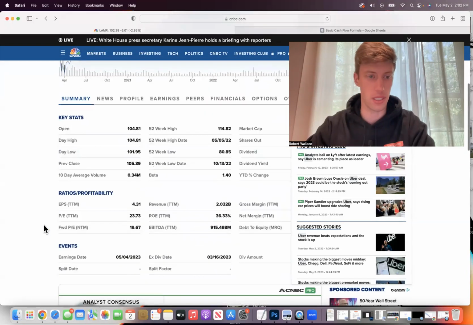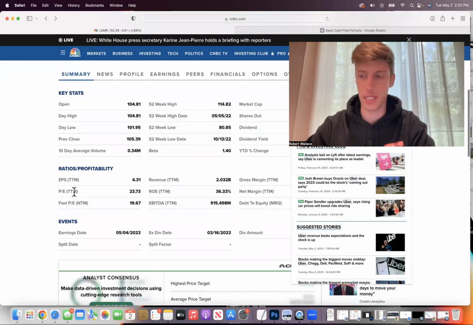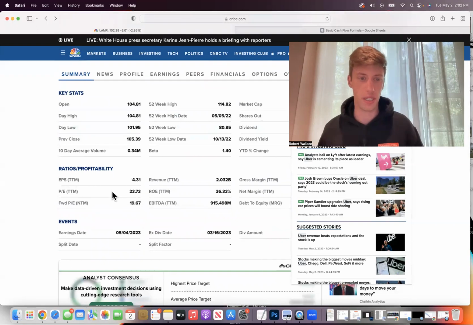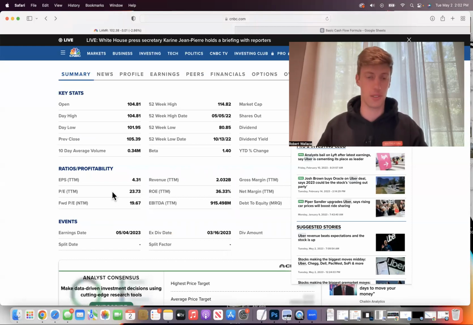One thing that's really interesting here, you come down here to the PE ratio, the price to earnings ratio, 23.73, so almost 24. I'll be the first to say I'm not an expert on all this terminology here. Feel free to leave a comment down below if I completely get this wrong. But basically, Lamar trades at a 24 times revenue valuation.